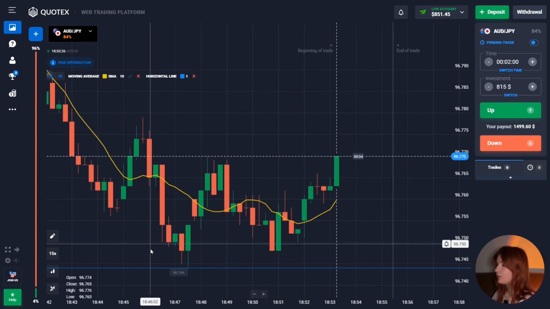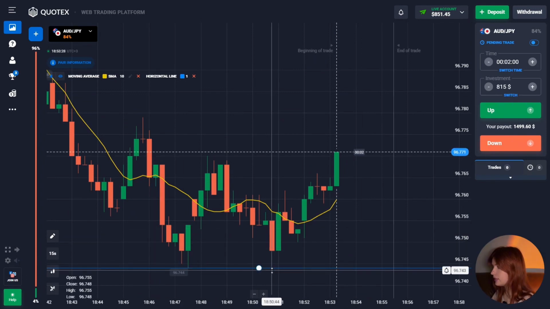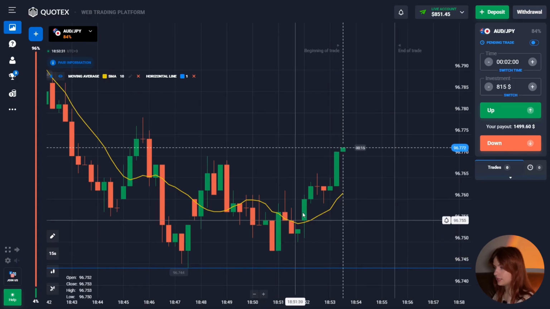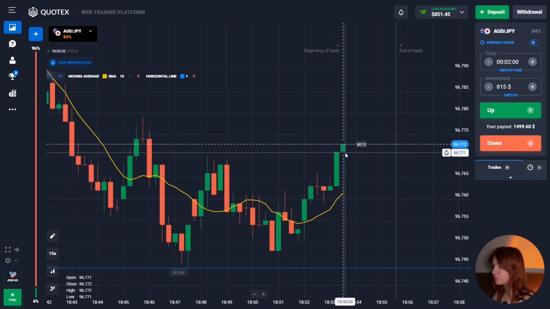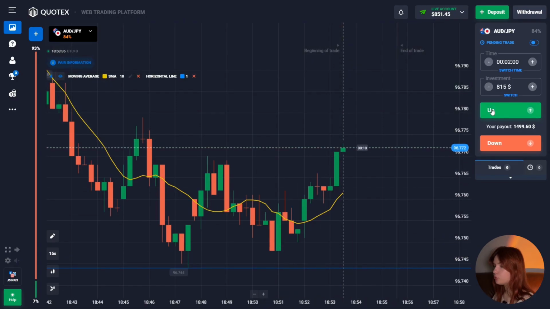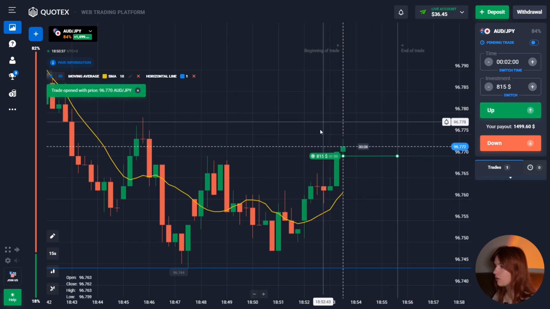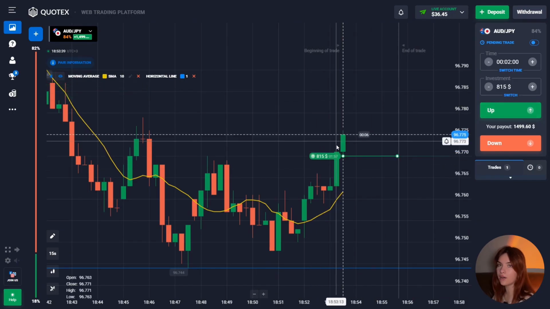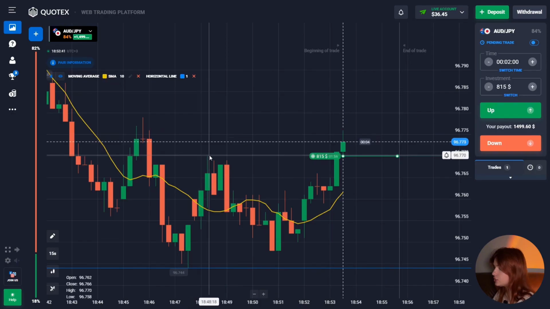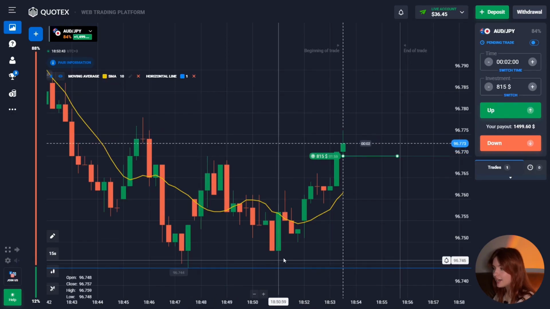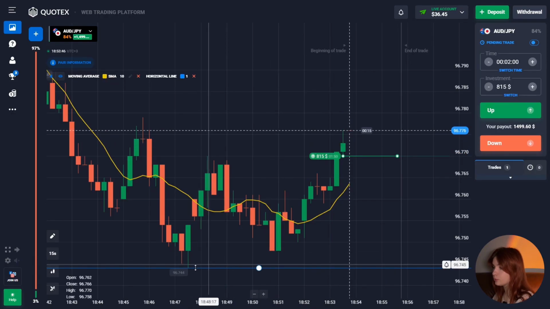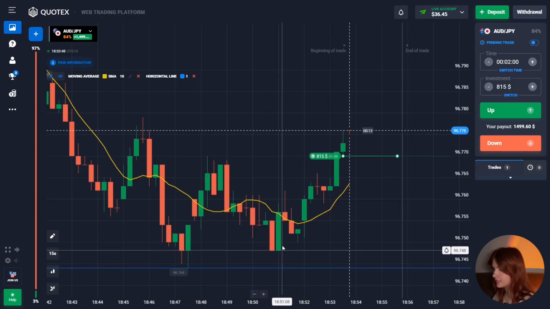So as you can see, we have a support level at the bottom, and the price is rebounding from this level, and the moving average is crossing from bottom to top. Therefore, we are going to open a deal to go up, as the price has already moved above the previous price high. Additionally, the new price low, as you can see, is higher than the previous one, and the price is moving upward more rapidly this time.